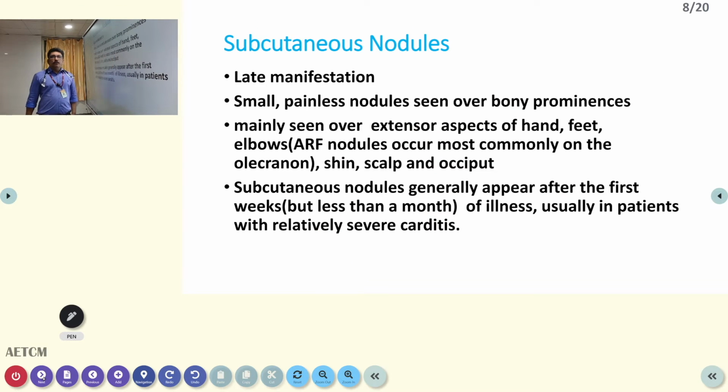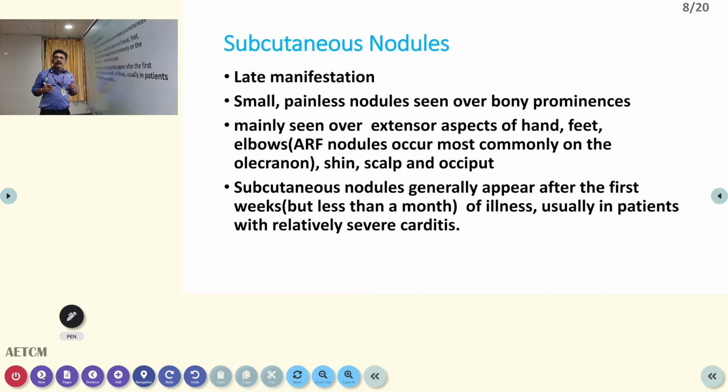Now, subcutaneous nodule is a late manifestation of rheumatic fever. Small, painless nodules are a classical finding. They are over the bony prominences. This type of subcutaneous nodules can be there in rheumatoid arthritis also. There will be larger nodules that can be painful sometimes. It is mainly seen on the extensor aspects of hands, feet, and elbows. That is very important, and most commonly they occur on the olecranon area.